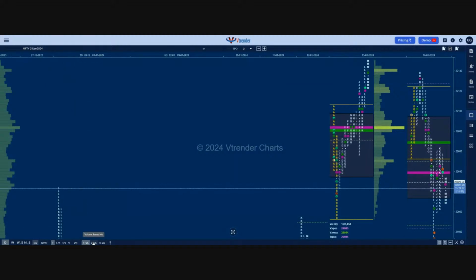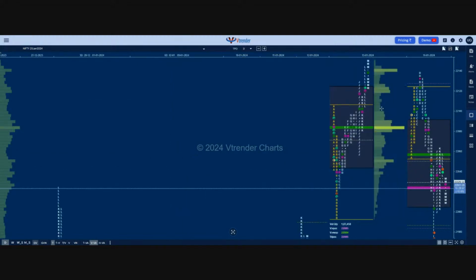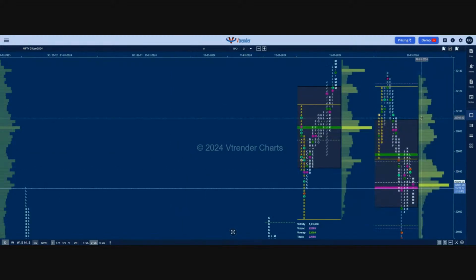I'm sorry, again it has gone to the TPO. Yeah. So see, this makes all the difference because we need to be sure that we are watching the value based chart, because that is where we get the actual and the right references. The volume based references are what here.